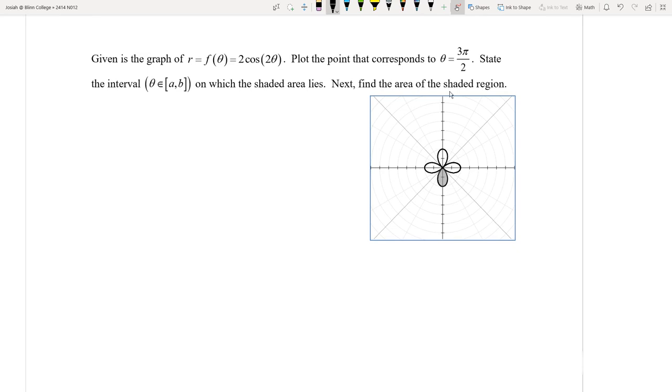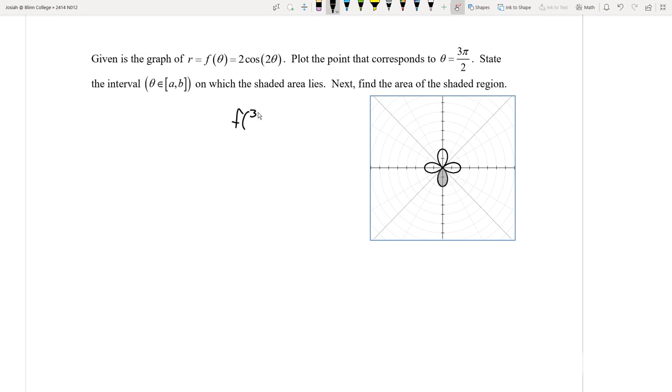So this is a very standard type of problem. Find the area of a loop of a rose curve. Find the area of a leaf of a rose curve. They're all kind of the same problem stated in different ways. But first off, let's go ahead and plot this point. We've got theta equals 3 pi over 2.